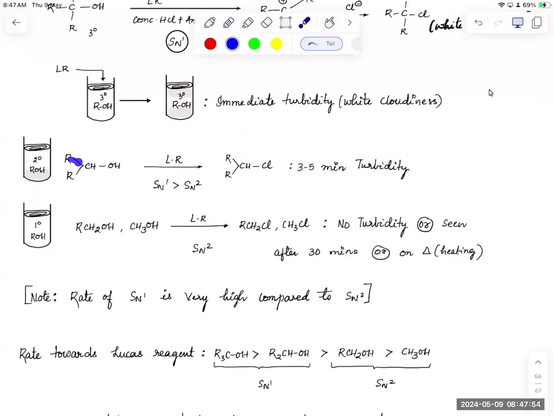Second, if you have R and R, this is a secondary alcohol. Lucas reagent is added. Usually here also SN1 is favored, though a very small amount of SN2 is possible. Here also you will see a white turbidity of alkyl halide, but this will take some time, 3 to 5 minutes. Some books give it as 3 to 10 minutes. It's still the same. If this range is given, you have to think in terms of secondary alcohols only. So secondary alcohols will give you turbidity in 3 to 5 minutes.